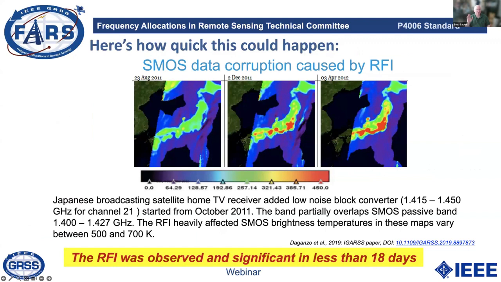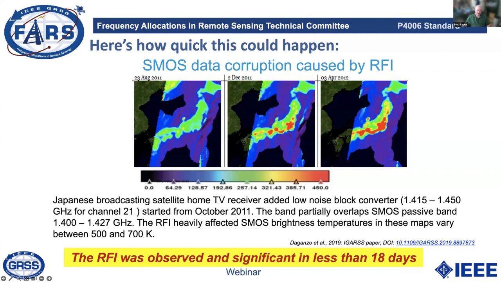SMOS data corruption, this is going back to measurements in Japan made about 10 years ago or so. They introduced low noise block converters. And as they started to do this, the interference leaked, and you could see this deployment. It happened very fast, within less than 18 days. Some have identified it as because these things were already deployed to everybody's home, once they turned on this particular TV receiver, it was almost within a day, you started to see this difference. But less than 18 days, you can see how fast this happens.